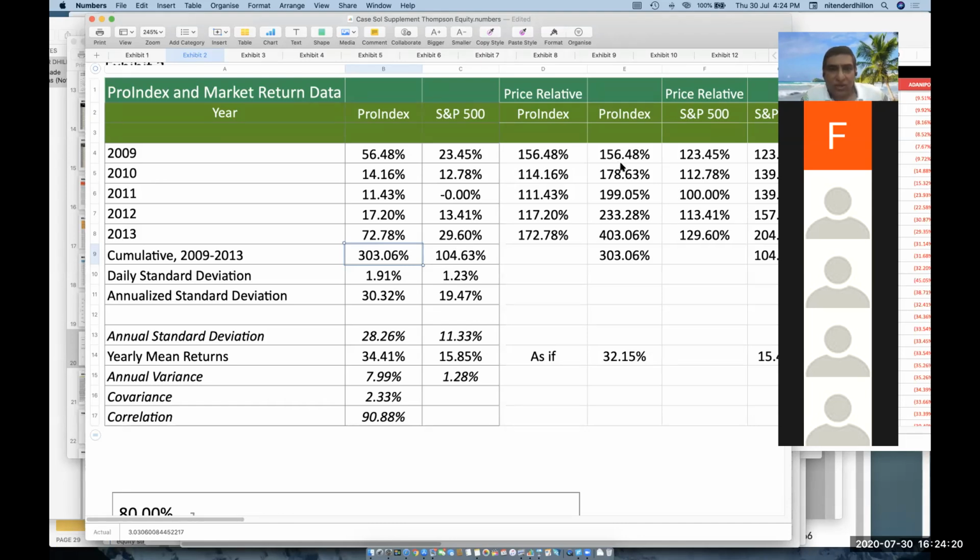Right. Next year it should have earned 14% on the 156. It'll become 178. Next year it should have earned 11% on 178, and become 199. Then on 199 she'll earn another 17%, become 233, and 233 should have earned 72%, become 403. So this is how the 100 rupee investment at the beginning of 2009 would have converted into 403. That is a 303% holding period return.